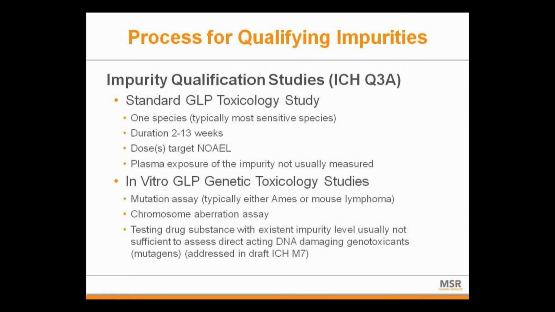Plasma exposures of the impurity are typically not measured. So you're dosing the animal with the impurity. Typically, you're basing your qualification, your extrapolation across species, on the dose given and not on the plasma exposure, which is a little bit different when you're looking at safety of a particular drug substance. And this is perfectly okay to do for this particular aspect of extrapolations. I'll get more into that, give some examples of that.